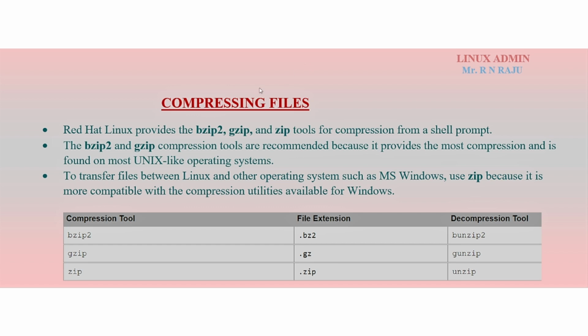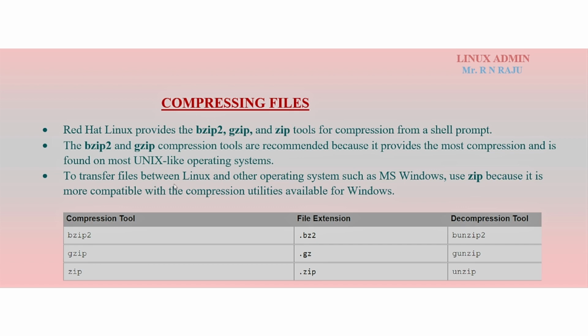Red Hat Linux provides three tools for compression from a shell prompt. What are the tools? bzip2, gzip and zip. But the bzip2 and gzip compression tools are recommended because they provide the most compression and are found on most Unix-like operating systems. Almost all Linux software is available with the extension .bz2 and .gz only, because these two tools are good compared to the zip tool.